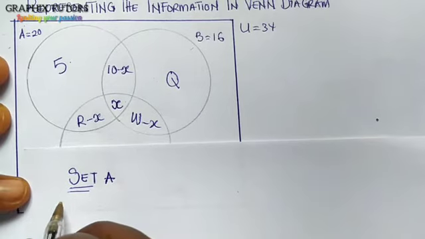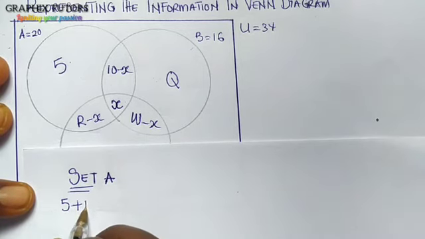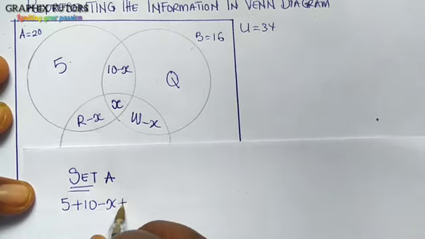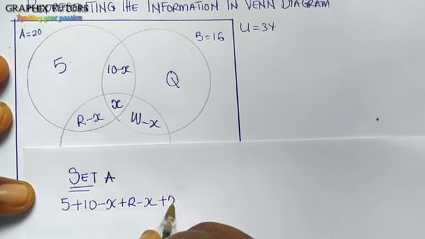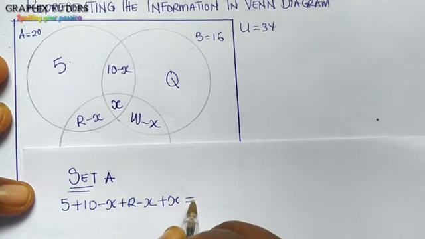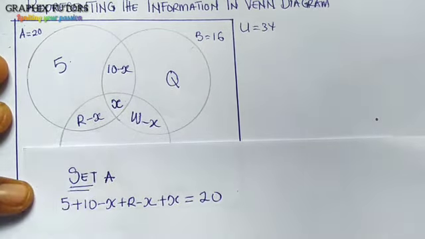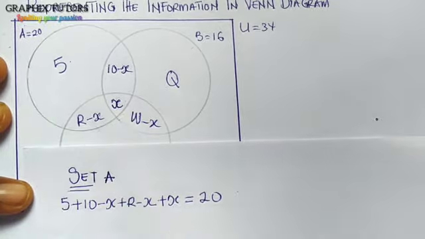So it will be 5, right? Plus 10 minus X plus arrow minus X plus X equals to what? 20. That is for set A. Are we good? That is everything involving what? Set A. Everything that is covering set A.